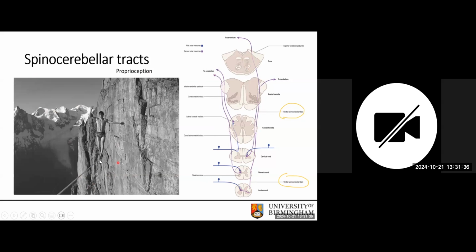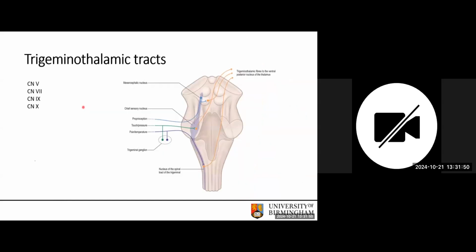Okay, so this is an example here. This person is walking on this rope, knowing unconsciously where the parts of his body are located.